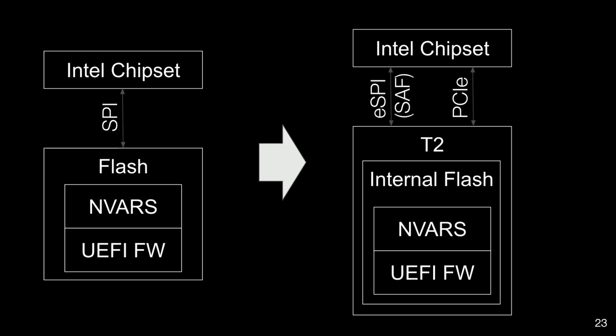So the T2 utilizes functionality to enhance secure boot. We're going to go from the model on the left, where the chipset talks to a flash device over SPI, to the model on the right, where the chipset talks to the T2 over eSPI. The T2 then becomes the arbiter of all flash access operations, which sounds great, right? Of course.